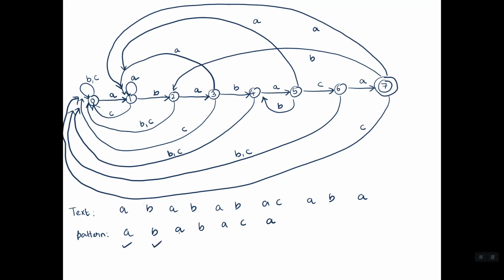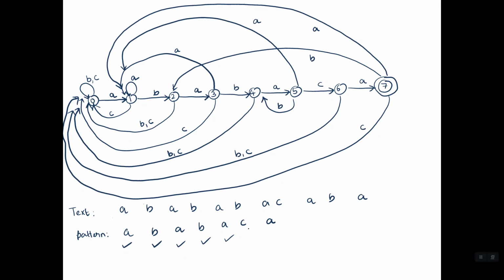2 to 3, whether that is equal to A. Yes, it is equal to A. So this is also a match. 3 to 4, it is equal to B. Yes, that is also a match. Next, fifth character, 4 to 5, is that an A, I will be checking. Yes, that is A. So that is also a match for me.